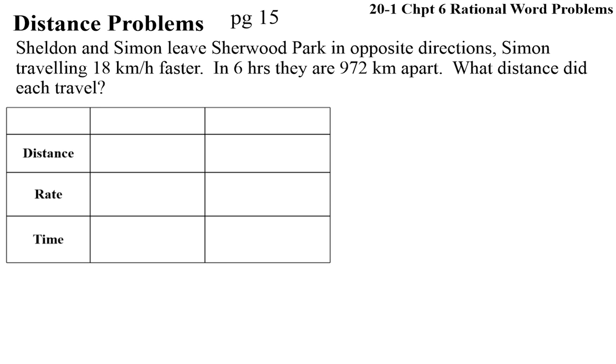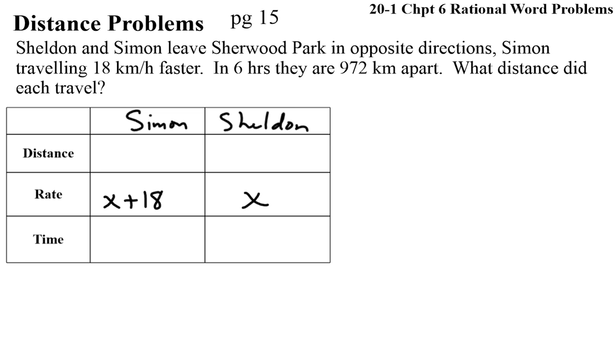Here we go. Sheldon and Simon are leaving Sherwood Park in opposite directions. So what are the two things? We're dealing with Simon and we're dealing with Sheldon. There's what I can fill in. We know that they were leaving in opposite directions and Simon was traveling 18 kilometers per hour faster. Well, if Simon was going faster, I like working with positives, so I'm going to go Simon was X plus 18 and Sheldon was X. We don't know either one, but one will be X, one will be X plus 18.